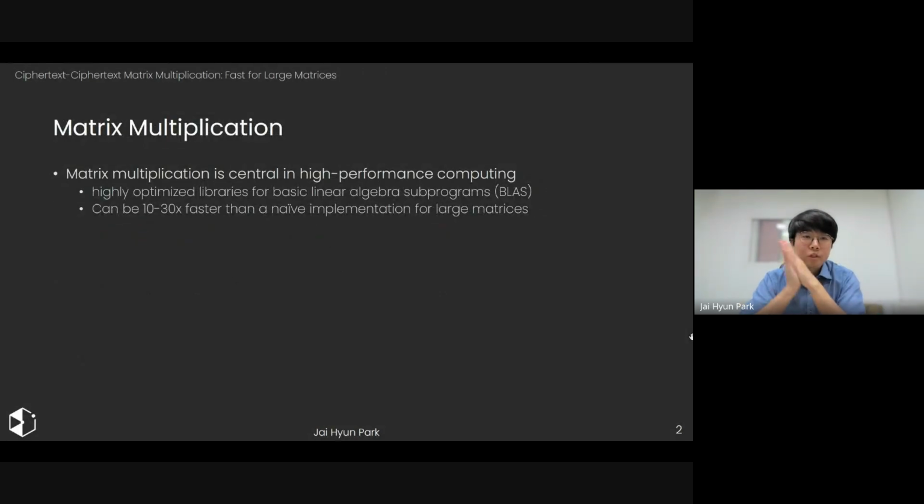The main topic of this talk is matrix multiplication. Why do we need it? Matrix multiplication is important for high performance computing, including machine learning, where it is the central task. Because of that, there are lots of open libraries for optimizing basic linear algebra.